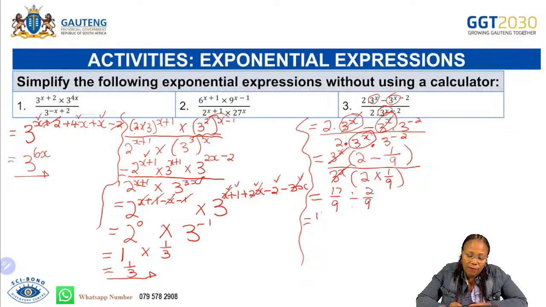And then this is 17 over 9, grade 12, because it's without using a calculator. So when we change this division sign to multiplication, it will affect this part. It will become 9 over 2 now. And then 9 goes once into 9. The final answer will be 17 over 2 for that one.